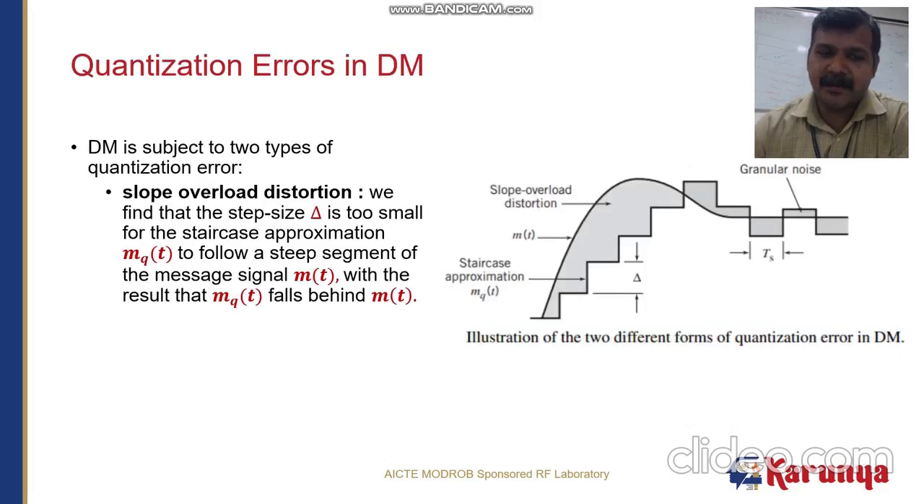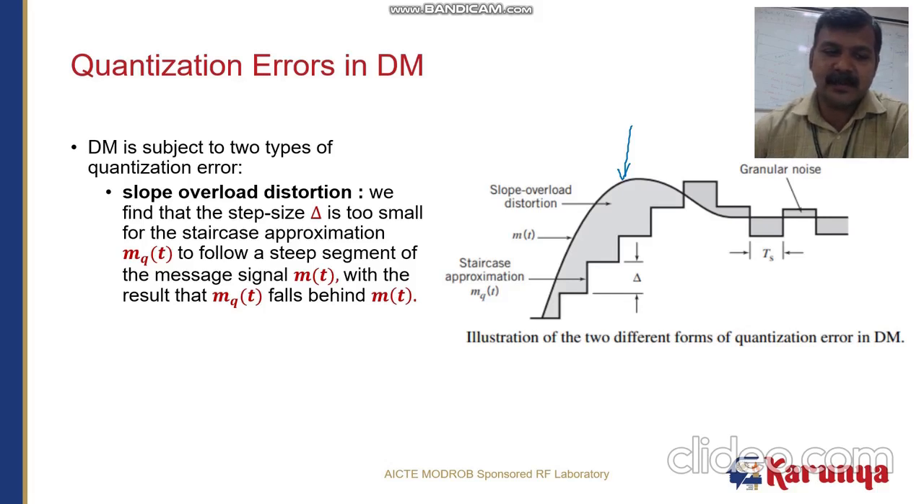Now let's see about quantization errors in delta modulation. There are two types of quantization error. Practically looking at this waveform, this is my original waveform, but we are getting a staircase waveform that is, in places, below the message waveform and, in other places, above the message waveform. So this is the quantization error or quantization distortion we are going to talk about.